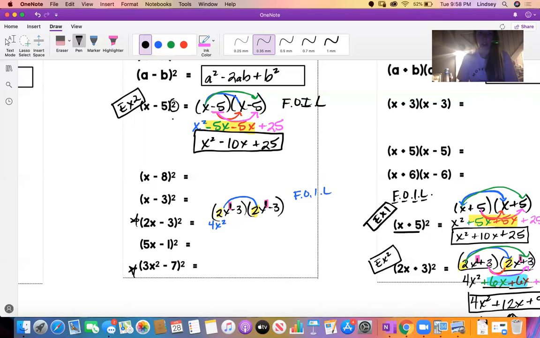Now, so we have first, outer, so the 2 ones on the outside of the parentheses. So 2x times negative 3, that would be a negative 6x. All right, then we have inner, so we have negative 3 times 2x, which again would be negative 6x. And then we have last, which is negative 3 times a negative 3, which would be a positive 9. All right, last step, we need to combine our like terms, which is negative 6x and negative 6x. And we're left with 4x squared minus 12x plus 9.